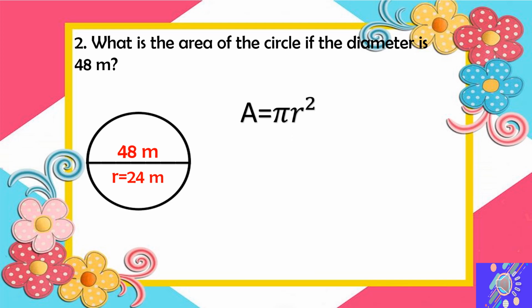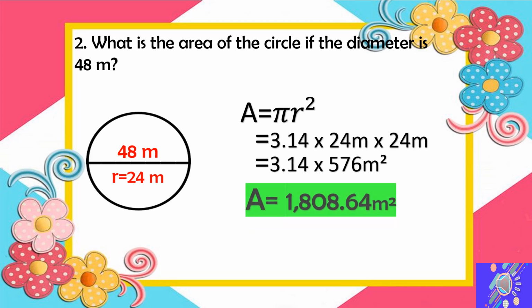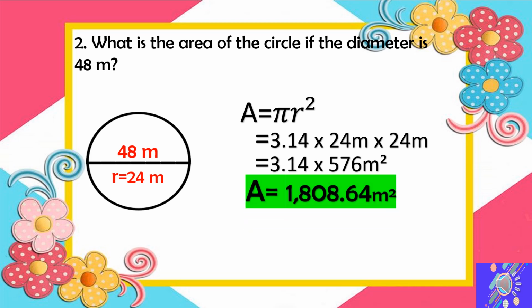So again, we will be using this formula. And when we substitute, 3.14 times the radius, which we have to double, 24 times 24. So the answer is 576 square meters. So when we multiply 3.14 times 576 square meters, the area of the circle is 1,808.64 square meters.